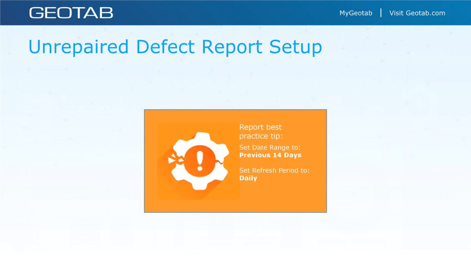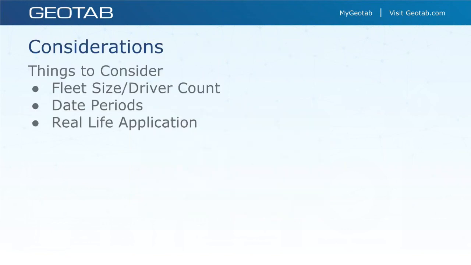Now, that's a look at all of the new reports. So a couple of things to consider here before you go off and add them to your database, or if you're a reseller, add them into your customer's database. The first thing to consider is the fleet size, or the number of drivers. For example, say you're dealing with a fleet that has 500 vehicles, and you're using a report where the recommended date range is the previous 14 days. Well, maybe you'd want to reduce that to the previous 7 days.